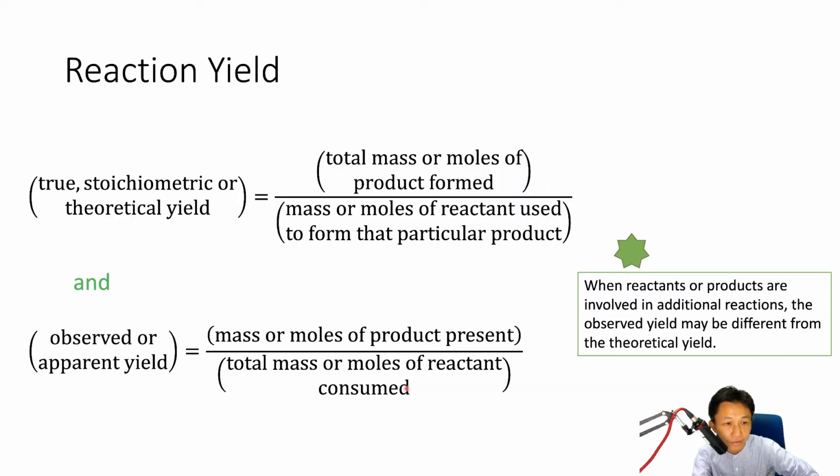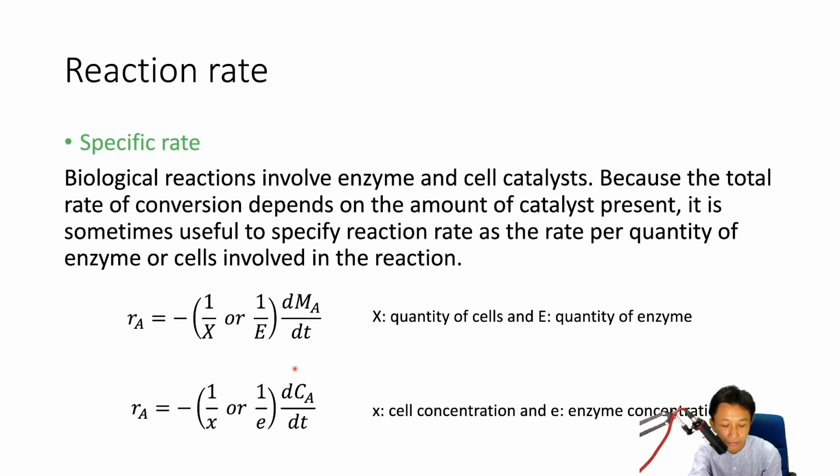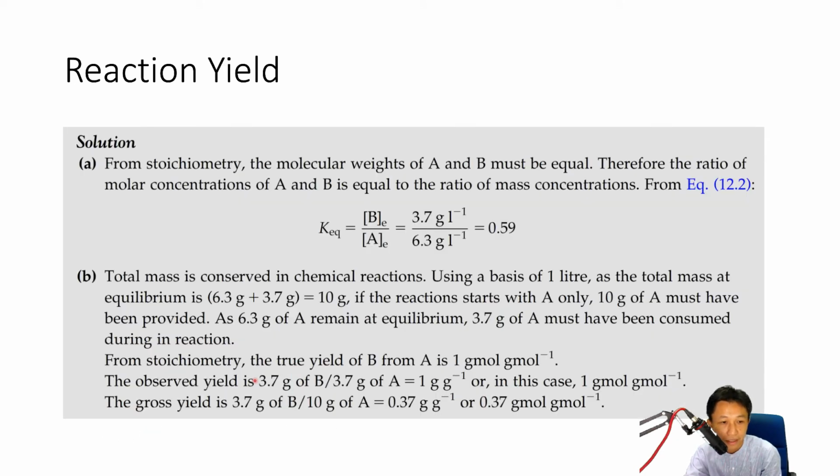Observed yield, which is this one. Okay, observed yield is this one, B, divided by the mole of A that was consumed to produce that product, which is 1. So it's 1:1. The true yield of A is also 1. This one, the stoichiometric, is 1. Also 1 gram mole per gram mole.